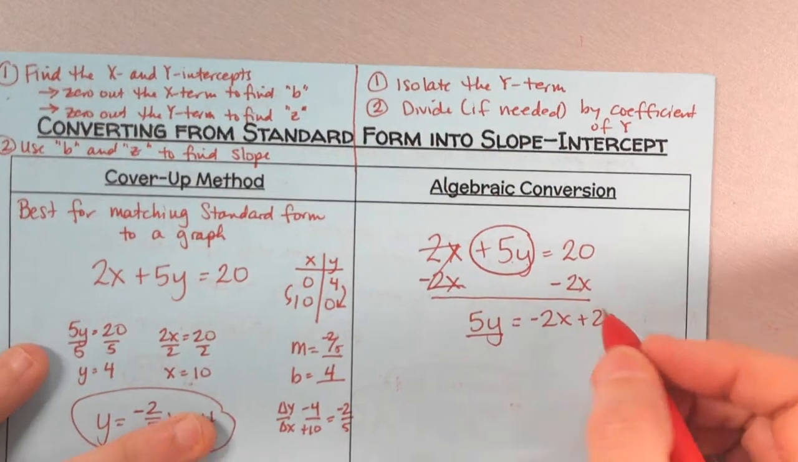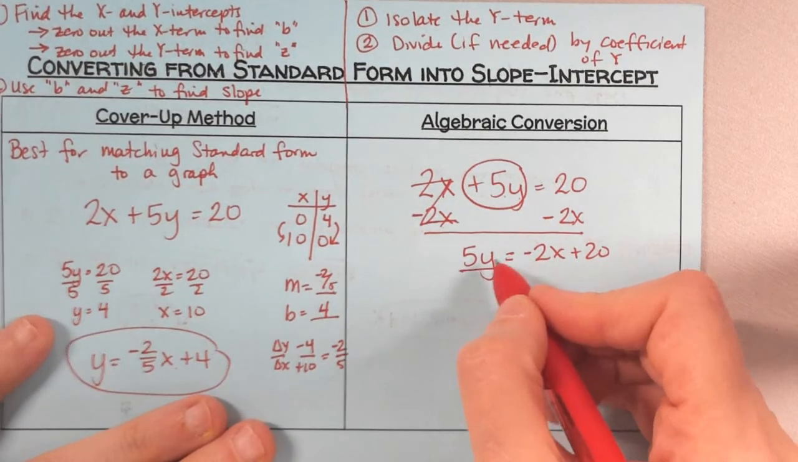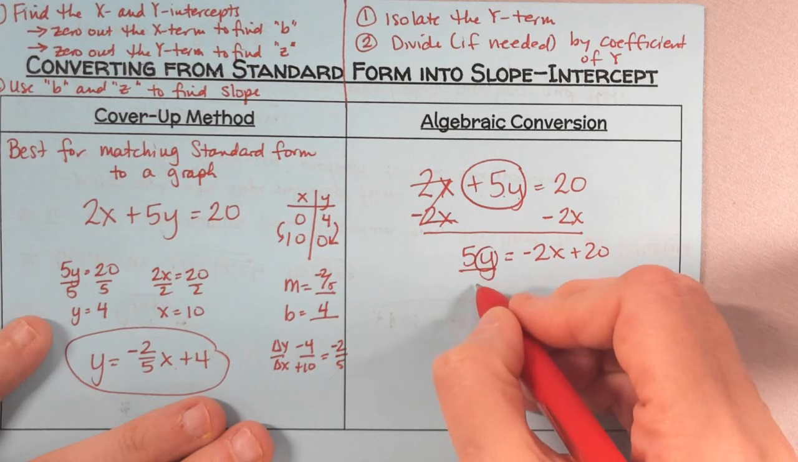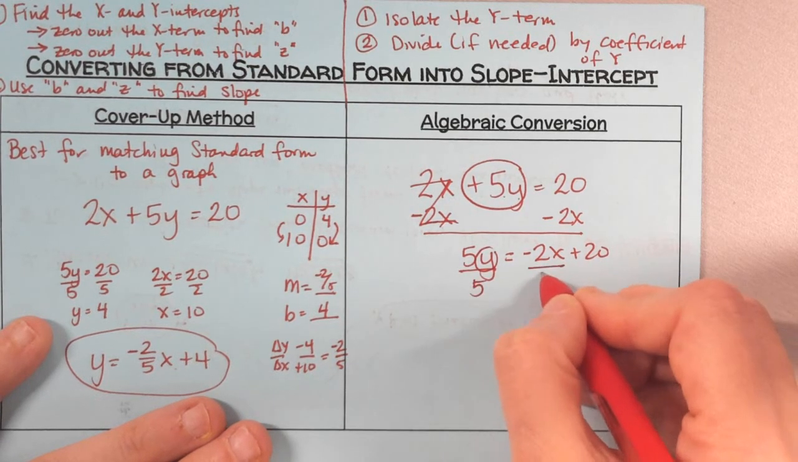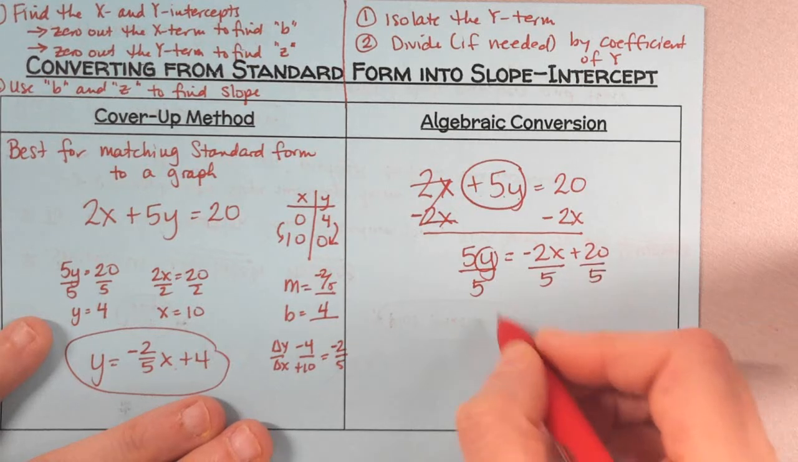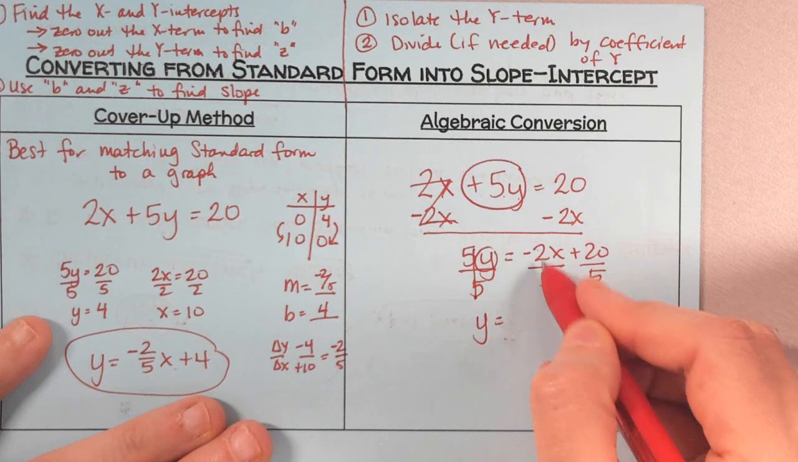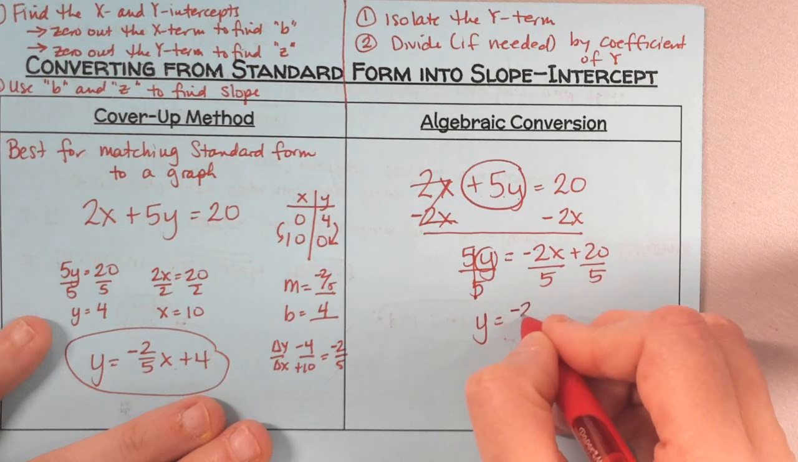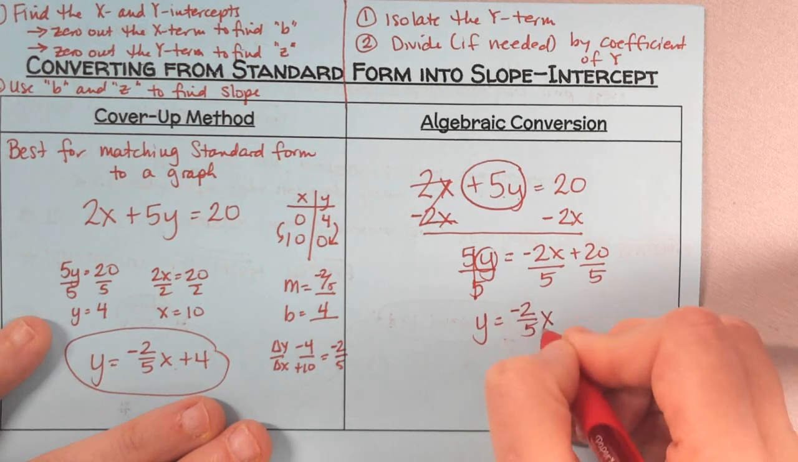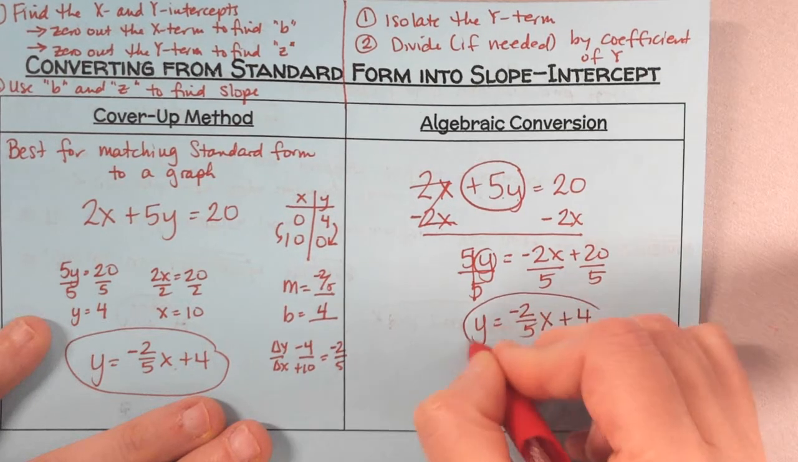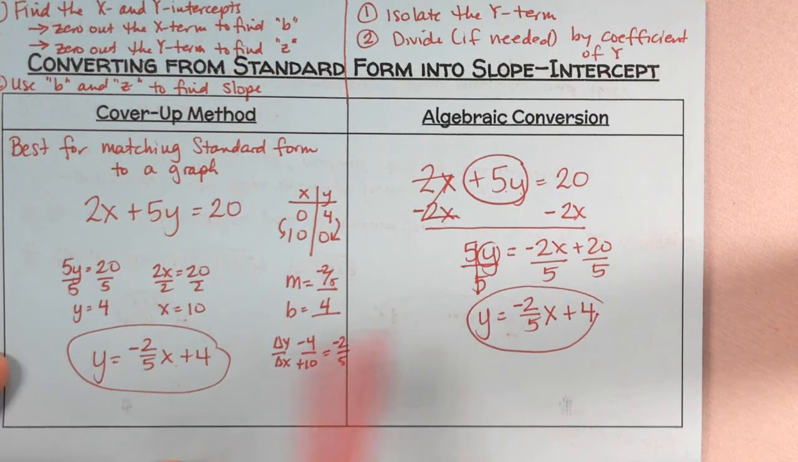Step 2 says divide if needed by the coefficient of y. So remember, I want y by itself, but I have this 5 with it. So I need to divide everything by that coefficient. So these cancel out, leaving me with a y over here. Negative 2 divided by 5 is negative 2/5 x. 20 divided by 5 is positive 4, which is the same thing I got over here.